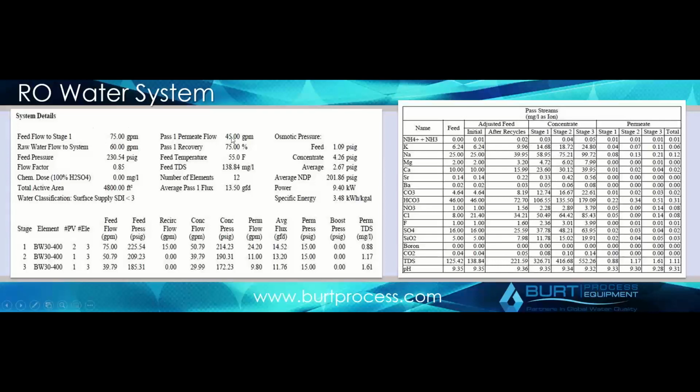And you can see here, this is the permeate flow of 45. The feed flow is at 60 GPM, here the raw water feed. The reason that this number is actually higher at 75 is because you always take a portion of your reject water and bring it back into your RO feed. That's why the actual feed flow is at 75 GPM as opposed to just 60 GPM. And the pressure in this case here is 230 PSI.